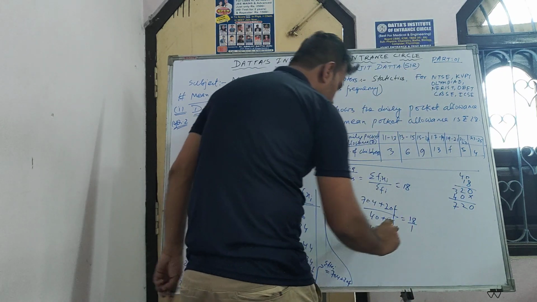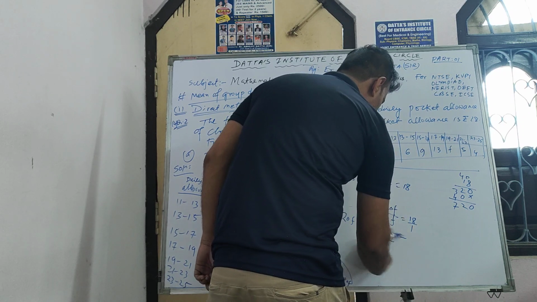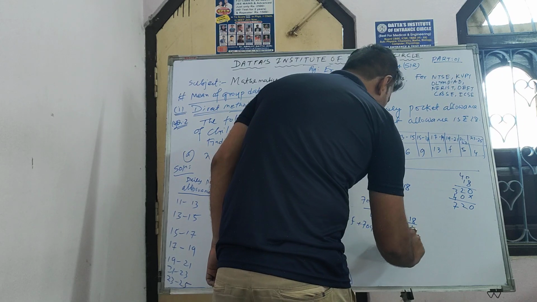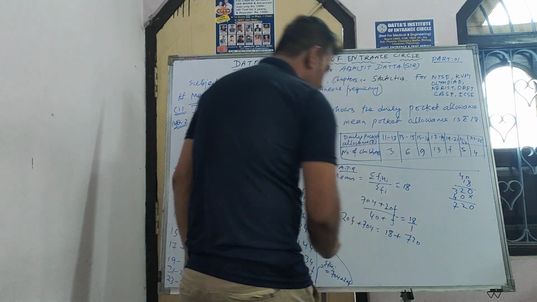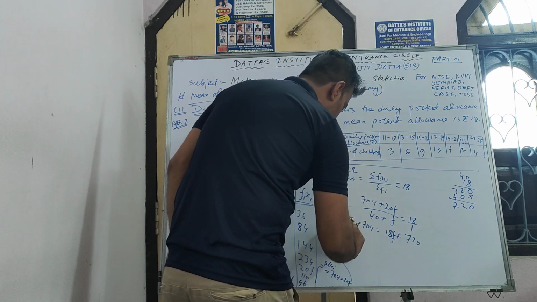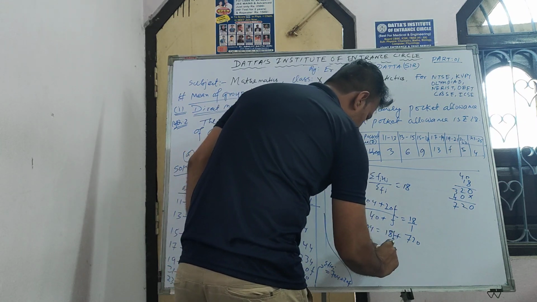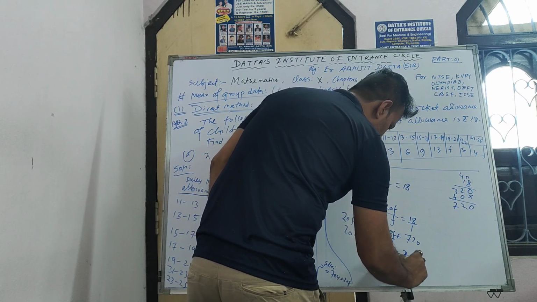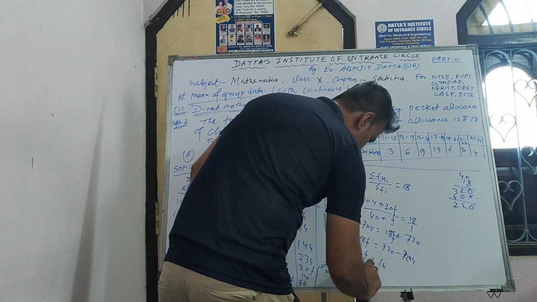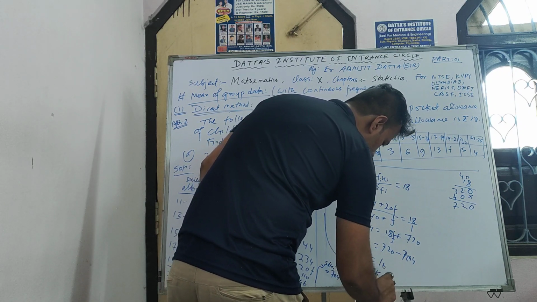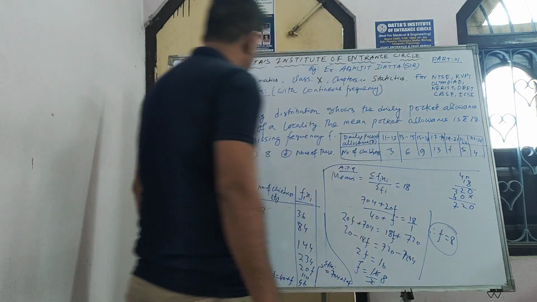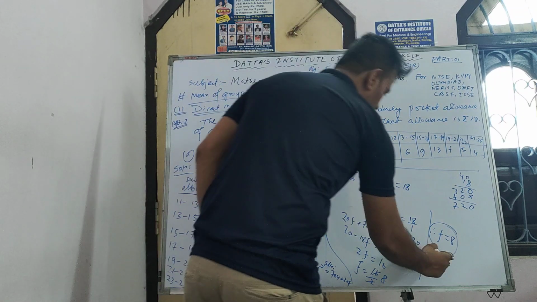That is, if I multiply this, it becomes 18f plus 720. So 20f minus 18f is equal to 720 minus 704. So 2f is equal to 16, so f equals 16 by 2, f equals 8. That is the correct answer. So which option is correct? Option C is the correct answer.